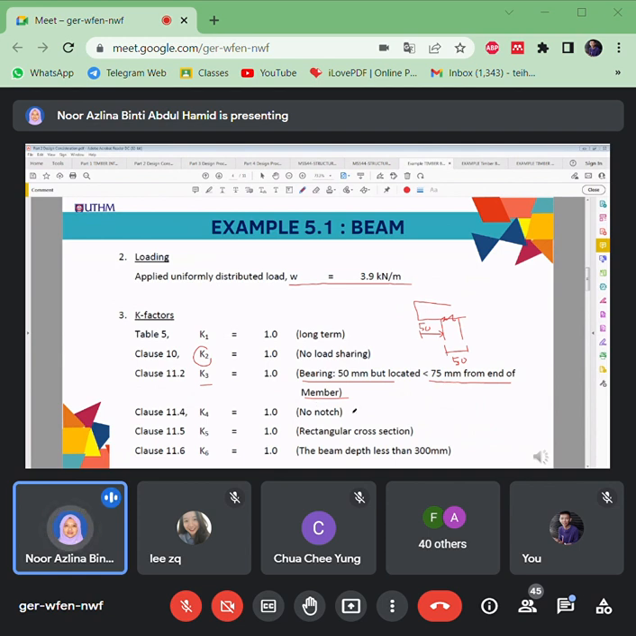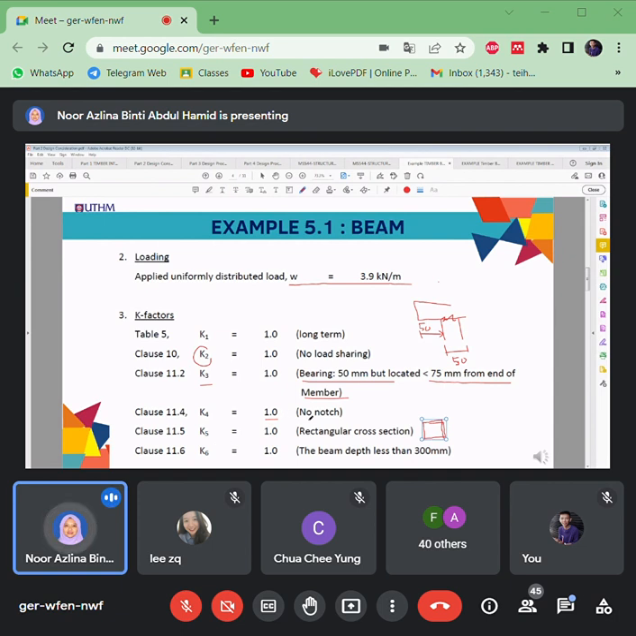And then there's no notch for this beam. Easier, right? There's no notch. So K4 is equal to 1. Then this is a rectangle section. Okay, rectangle section. So for the rectangle section, the K5 is 1. If circular, it was 1.18. If square, 1.41. Because this is a rectangle section, K5 is equal to 1.